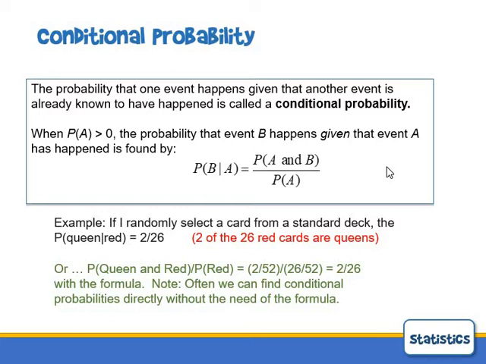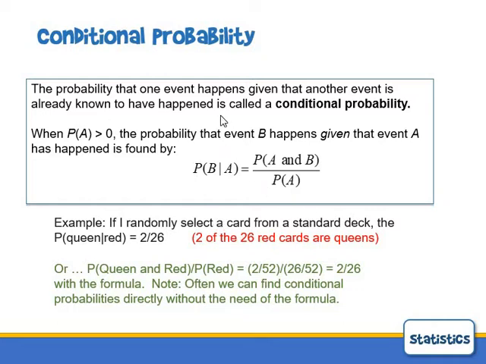So the probability of B given A, is how we read that, is equal to the probability of the intersection, A and B, divided by the probability of A. Okay? And A and B, of course, are just labels. We could write a formula, the probability of A given B would be the probability of A and B divided by the probability of B. Okay? Whichever one is given, that's the one that's going to go in the denominator.